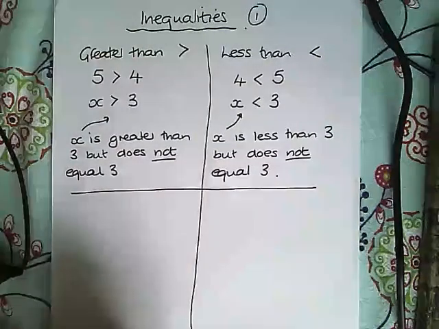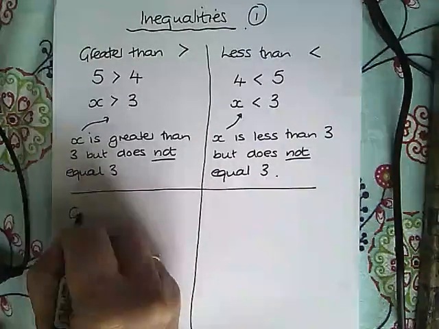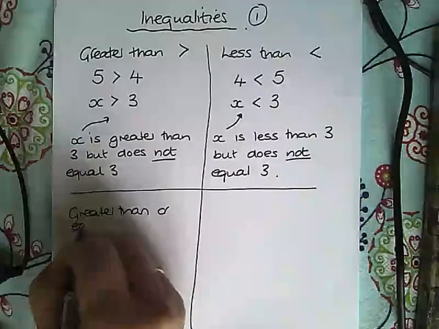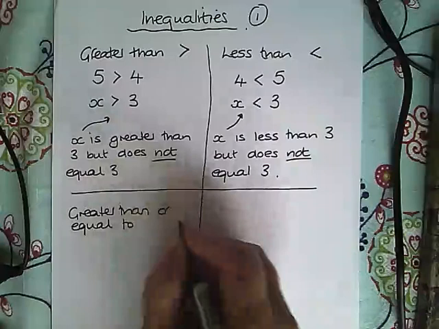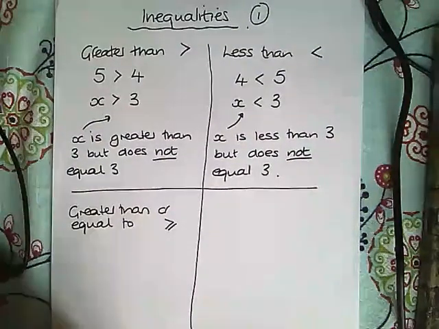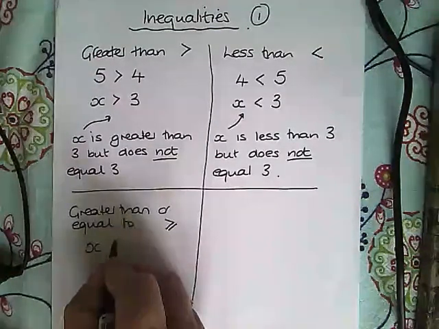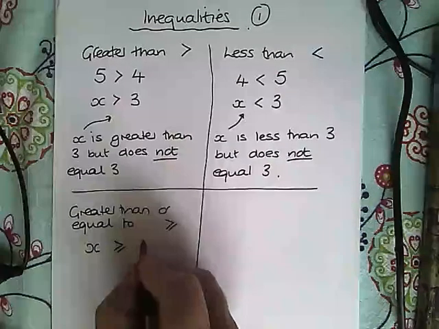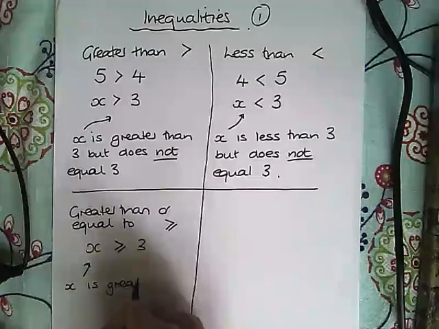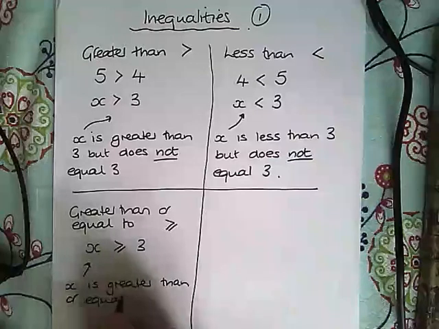Then we've got a couple of signs which are very similar to these ones. So we've got the greater than or equal to sign. And that looks like this. It's like the greater than sign, and it's just got a line underneath it. So using algebra, if we have x is greater than or equal to 3, x is greater than or equal to 3.